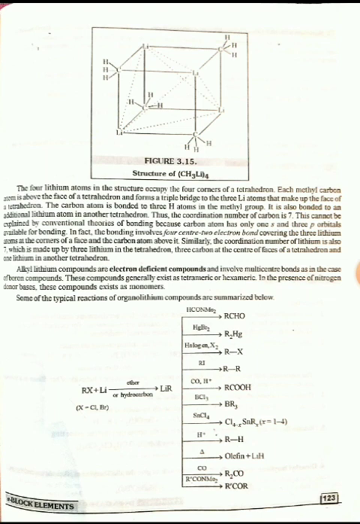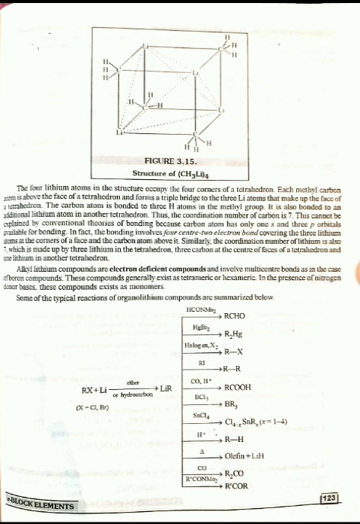This cannot be explained by conventional theories of bonding because the carbon atom has only one s and three p orbitals available for bonding. In fact, the bonding involves a 4-center 2-electron bond covering the three lithium atoms at the corners of a face and the carbon atom above it. Similarly, the coordination number of lithium is also 7, which is made up of 3 lithium in the tetrahedron, 3 carbon at the center of faces of a tetrahedron, and 1 lithium in another tetrahedron.